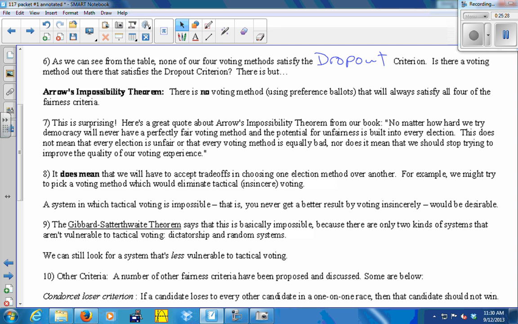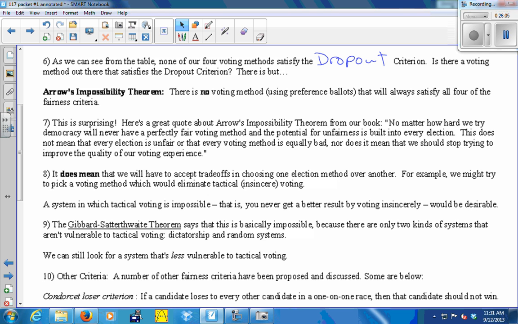And this is a nice quote from our textbook that says, no matter how hard we try, democracy will never have a perfectly fair voting method. And the potential for unfairness is built into every election. But this does not mean that every election is unfair, right? Just that it's possible that something unfair could happen. Or that every voting method is equally bad, right? Nor does it mean that we should stop trying to improve the quality of our voting experience. It does mean that we have to accept trade-offs in choosing one election method over another.